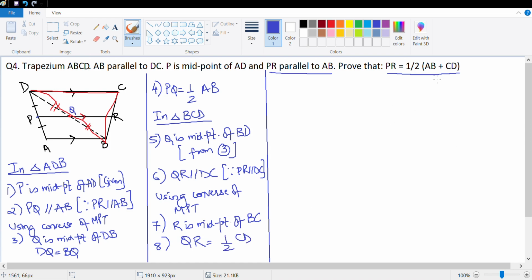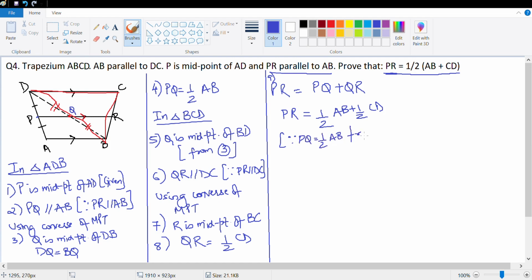So I need to calculate PR, right? So PR, this is my number 9. PR is equal to PQ plus QR, which is equal to half of AB plus half of CD, right? Why? Since PQ is equal to half AB from number 4 and QR is equal to half CD. This is from number 8. So this is number 10.